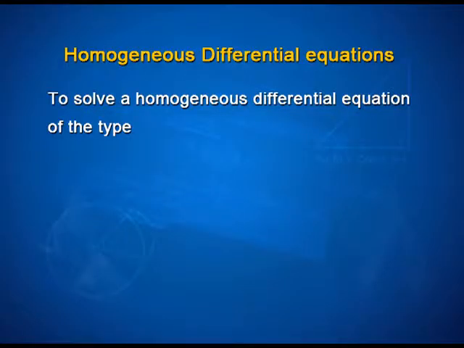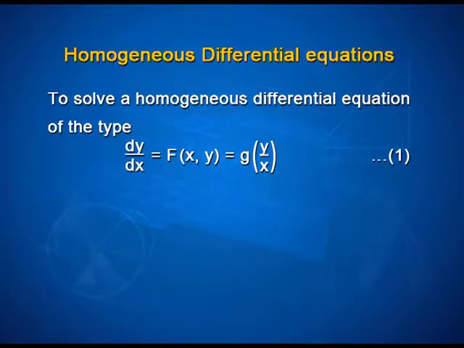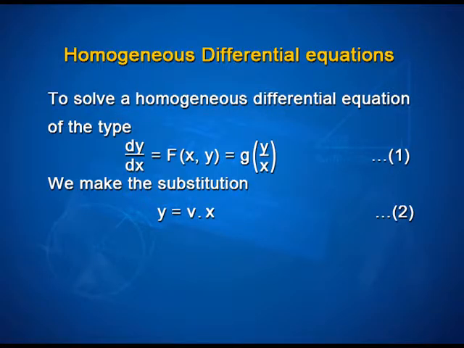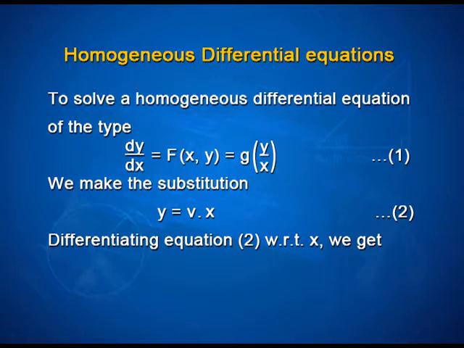To solve a homogeneous differential equation of the type dy upon dx is equal to f of x y, that is equal to g of y upon x, take this as equation number 1, we make the substitution y is equal to v into x. This is equation number 2. On differentiating equation 2 with respect to x, we get dy by dx is equal to v plus x into dv upon dx. Take this as equation number 3.